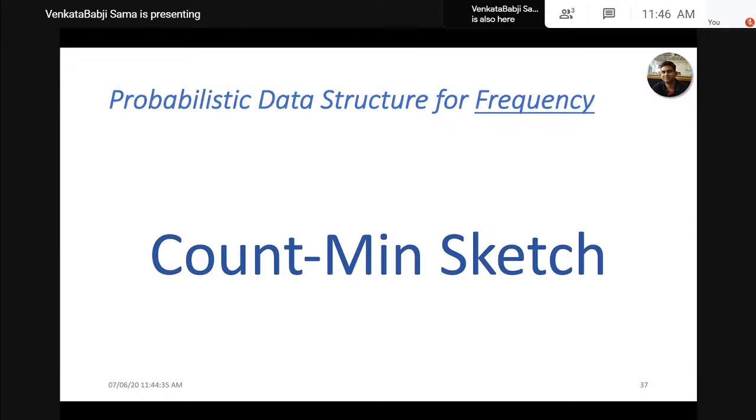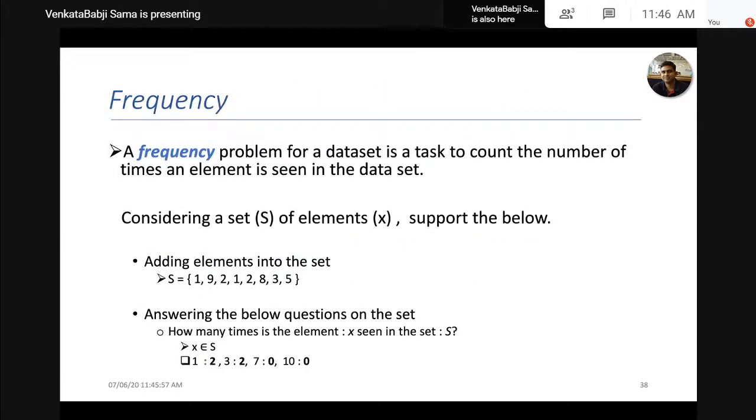What do I need to do that? I need to track the counts, right? So now this is a multi-set. As you can observe, one has repeated twice, two also has repeated twice, while 9, 8, 3, 5 remain only once in the set. So now the question is going to be slightly different. The question is how many times is the element X seen? It's just an extension of the previous question.